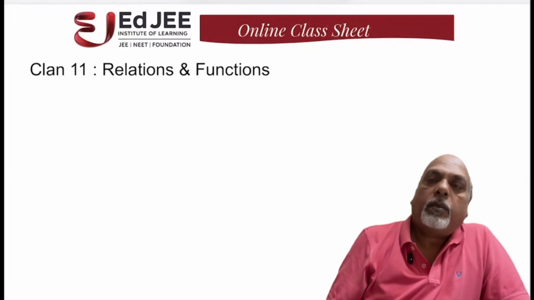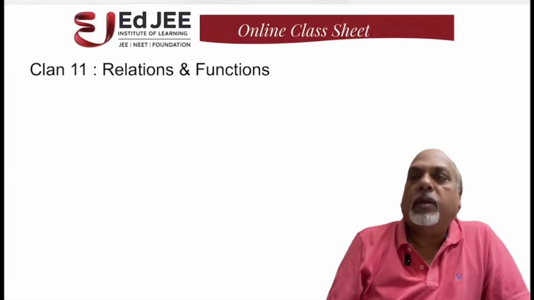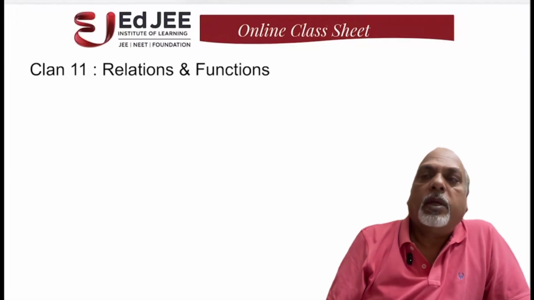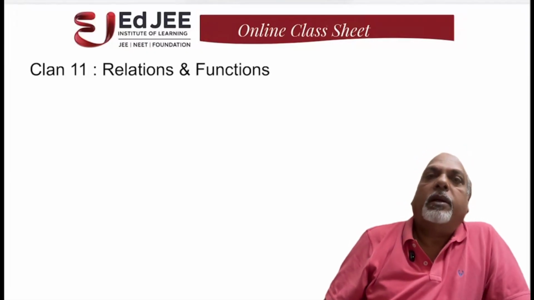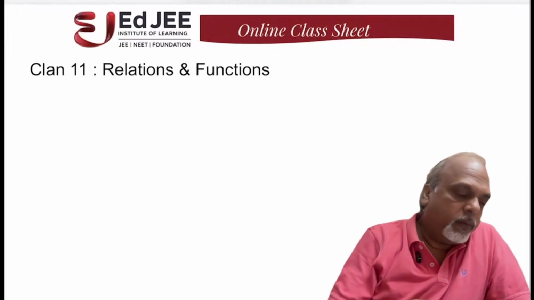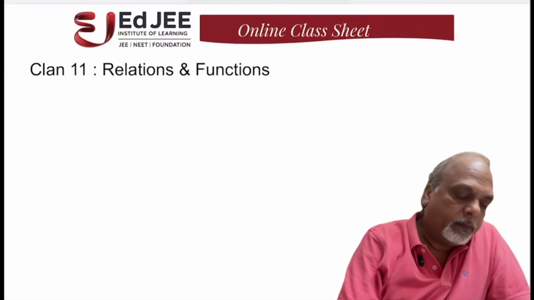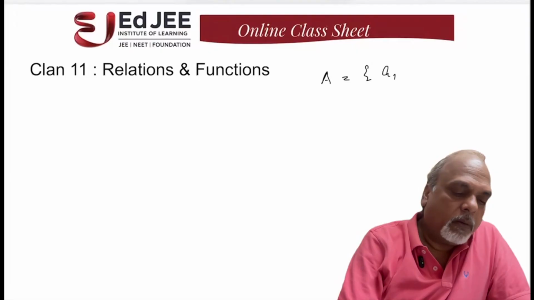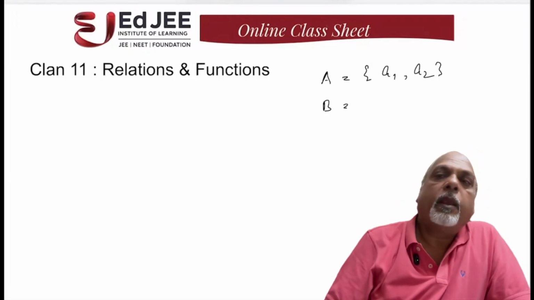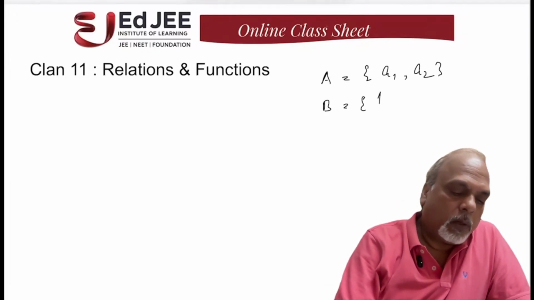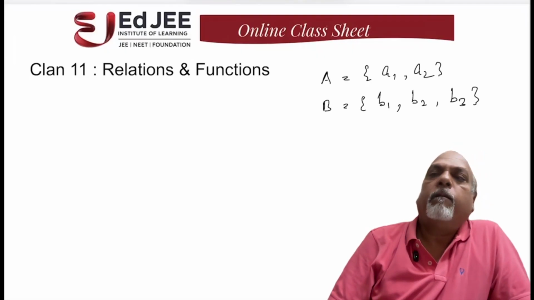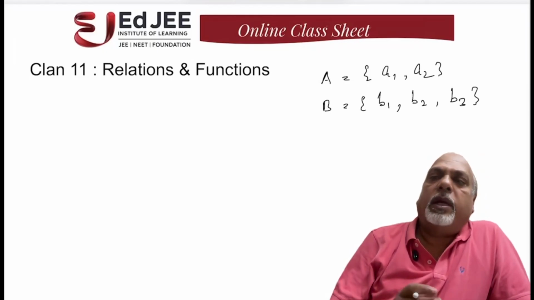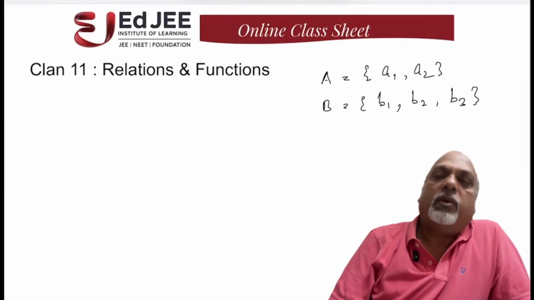So बच्चों, हम लोगों ने क्लास 11th का फर्स्ट चैप्टर पूरा कर लिया, that is about sets. सेट्स में हम लोगों ने देखा था कि what are sets. तो suppose you have set A like this, A1, A2, and set B, B1, B2, B3. These are two sets. सेट क्या होते हैं क्या नहीं होते हैं ये हम लोग पिछली बार देख चुके हैं.